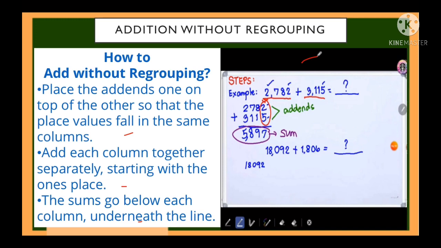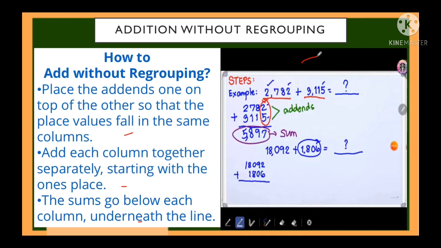And then the second one, we will start with the ones place. What is our ones place here, the second one? We have 6, so I'll put 6 here, and then 0, and then 8, and then 1. And then don't forget the plus symbol and the equal symbol. That is our first step.